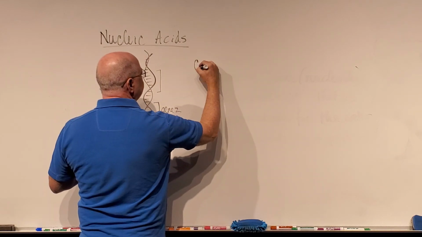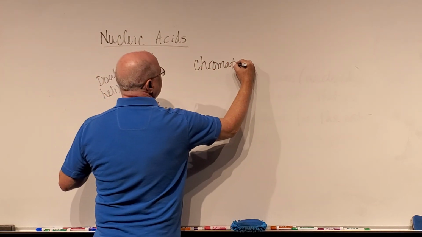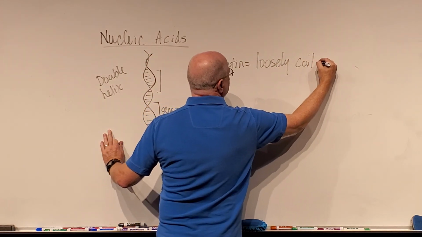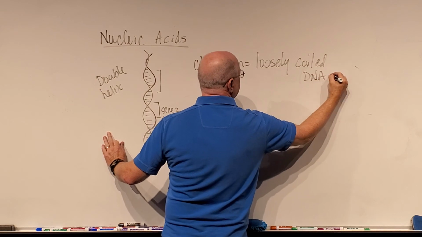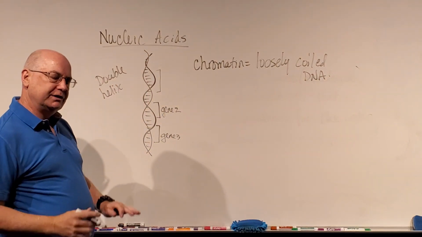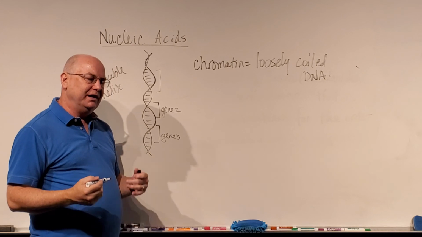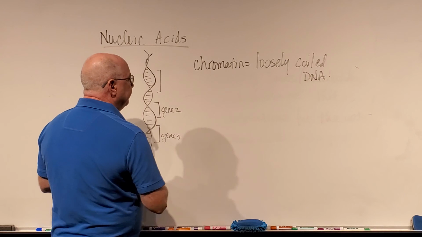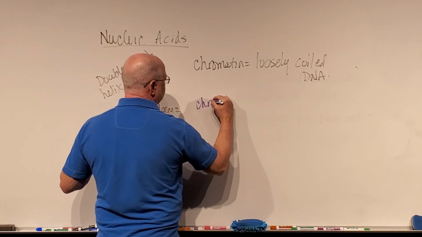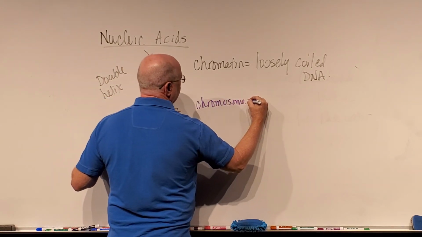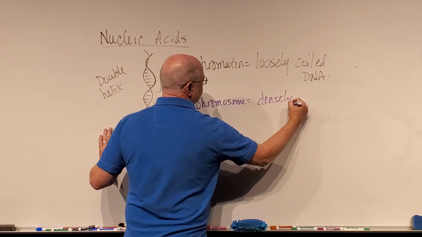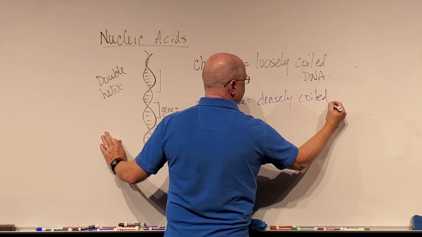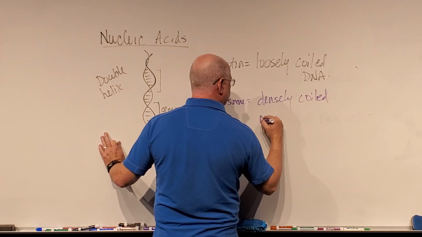When we use the definition for what we call chromatin, we can say that chromatin is loosely coiled DNA. That's kind of a very simplistic view of it, and that's a long definition, but for now, that's all I want you to know about it. If I talk about a chromosome, it is a densely coiled piece of DNA.